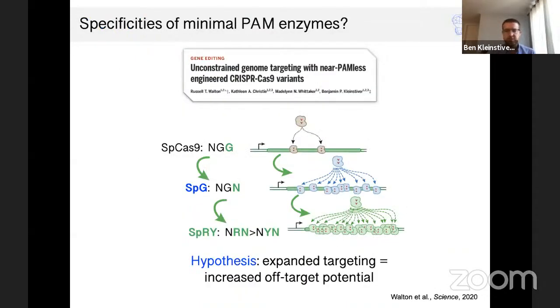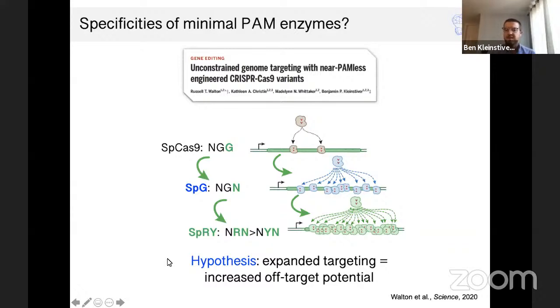Okay, so just in the last minute or two, I'm going to tell you about some of the recent work on some of these minimal PAM enzymes and our work to understand and improve their specificity. So as I described to you earlier, we engineered this version of Cas9 that had a 4-fold improved targeting range and then almost a 16-fold improved targeting range.